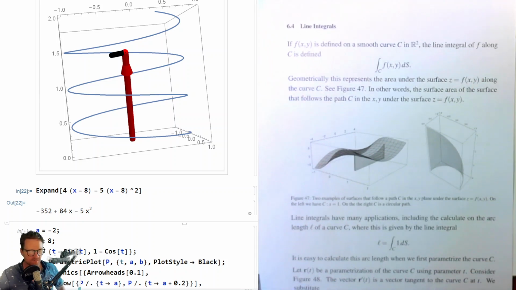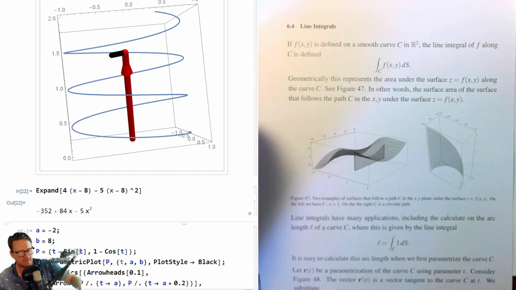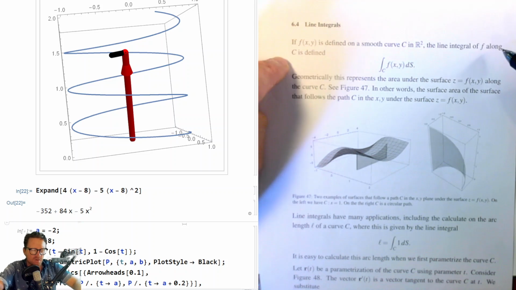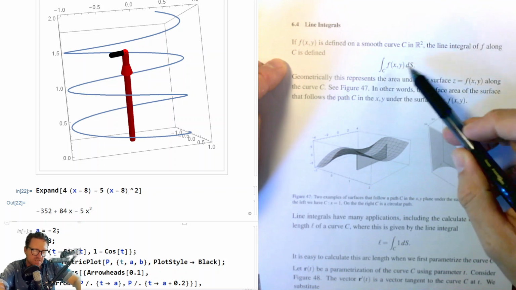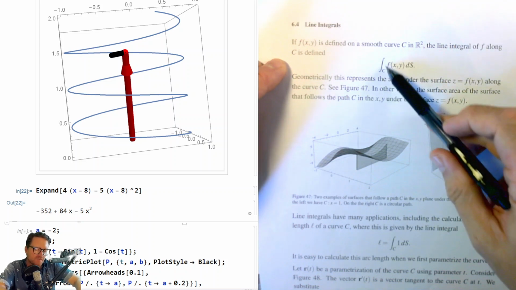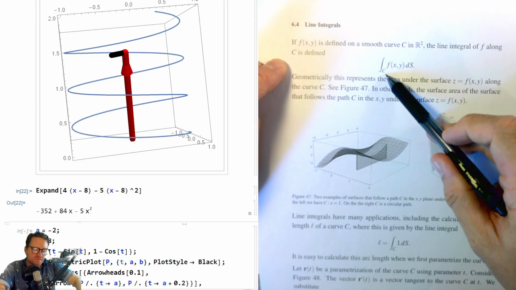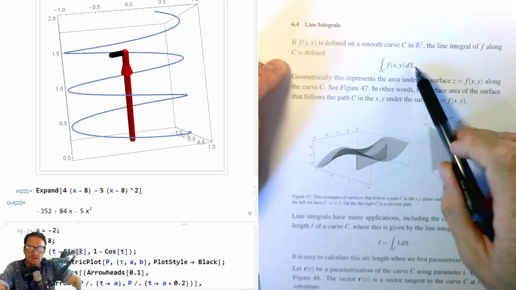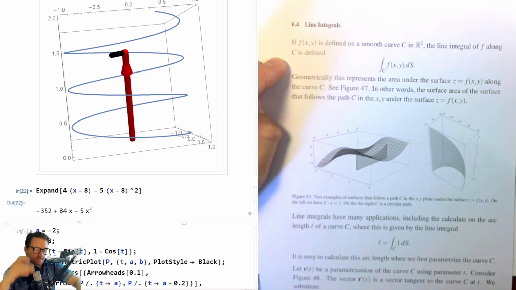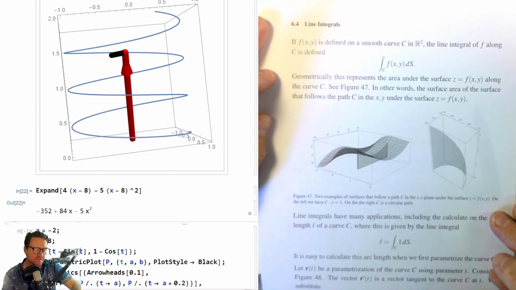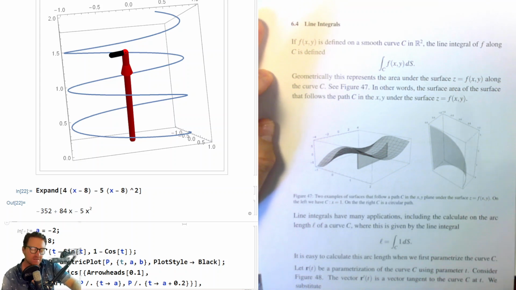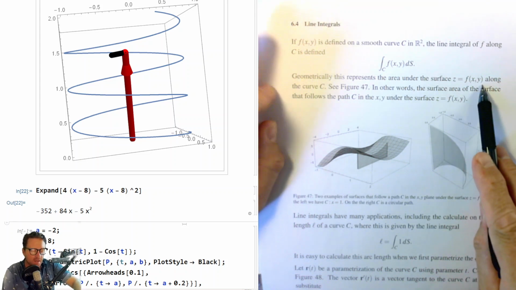Okay, let's go on to line integrals. If f of xy is defined on a smooth curve C in 2 space, the line integral of f along C is defined by this. So notice we have a subscript of C, the integral of f of xy over the curve C ds. So let's talk about what this means. This is the area under the surface, not the volume under the surface. It's the area under the surface, z equals f of xy, along the curve C.